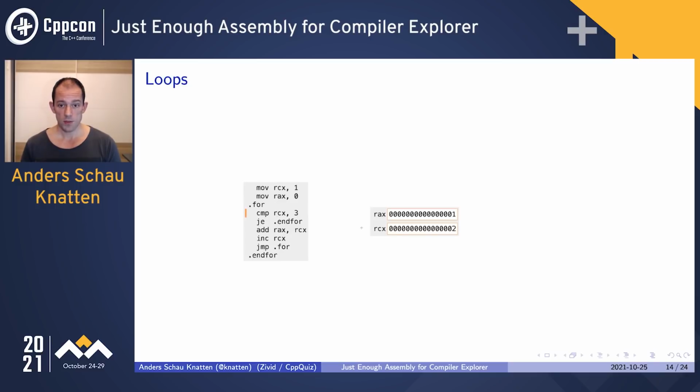Are we 3 yet? No, we're 2. So it's not equal, so we don't jump. We keep adding our loop counter to RAX just to have something to do. Increment the counter, jump to the beginning of the for loop. Are we 3 yet? Yes, this time we are 3. So jump equal will actually jump to the end of the for loop, and we are done.